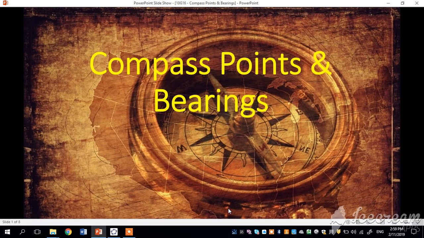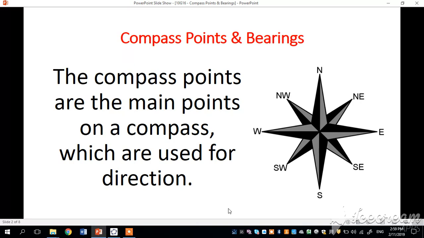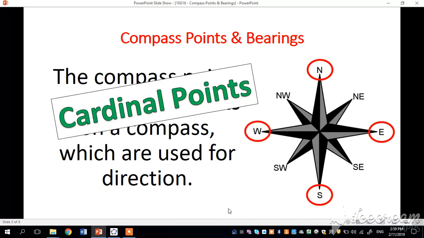We're going to take a break from polygons and parallel lines and look at compass points and bearings. Now we know the compass points are our main points on a compass that are used for direction. We have what's called cardinal points, which are the four main direction points of north, east, south and west. You move to the right in a clockwise direction. A lot of people remember this with a mnemonic: never eat soggy Weet-Bix.